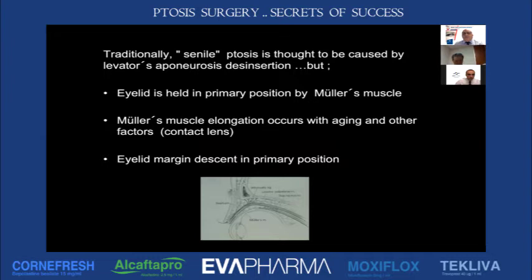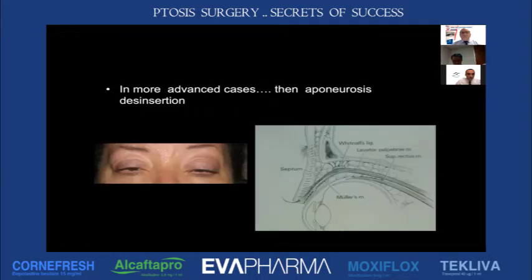Traditionally, senile ptosis is thought to be caused by the levator's aponeurosis insertion, but we know that the eyelid is held in primary position by the Mueller's muscle. The Mueller's muscle elongates with age and other factors, and then the eyelid margin descends in primary position. In more advanced cases, the aponeurosis may disinsert.